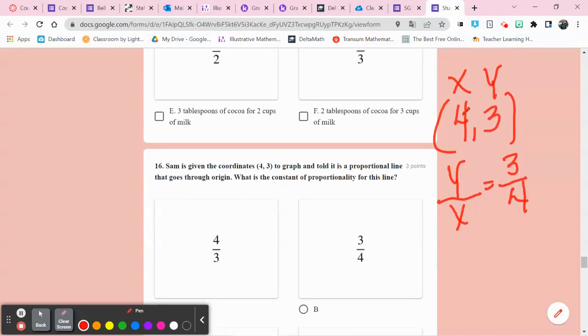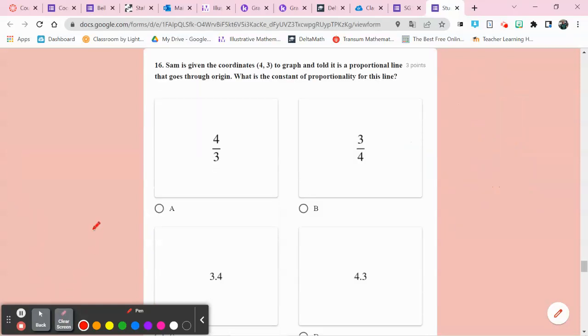So everybody make sure you can do that. That is a very, very tested item. All right, 3 is on top, 4 is on the bottom. Y over x. Lots of people miss this. Please write your point down. Please put x and y above them before you try and do it in your head. You'll miss them. All right, so we know our constant of proportionality, or k, is 3 over 4. That's important because I think we're going to see this question again.